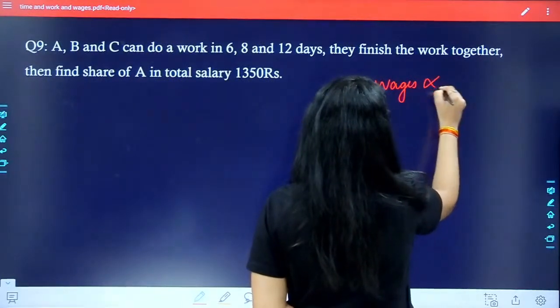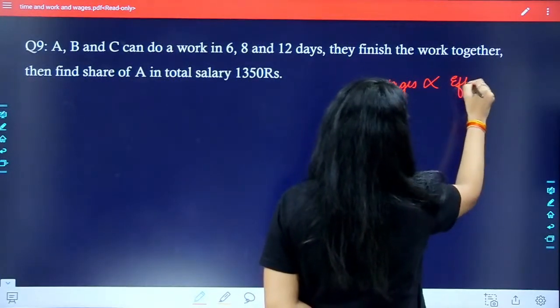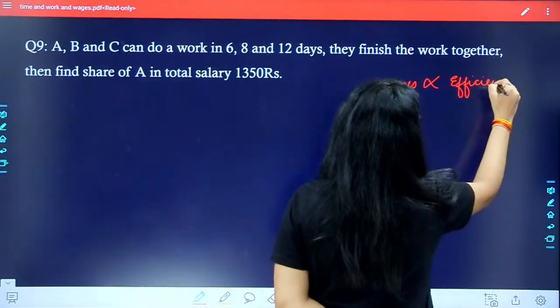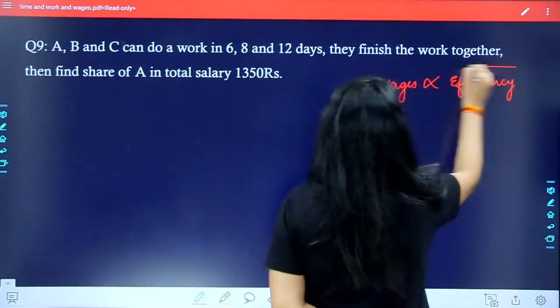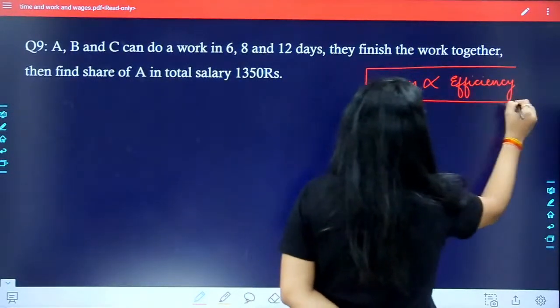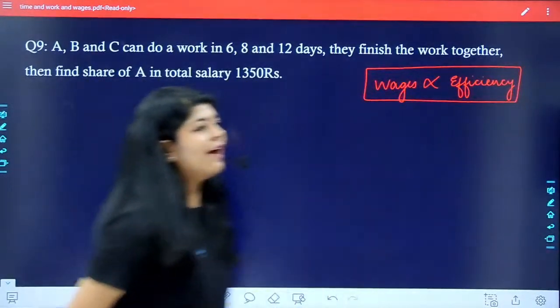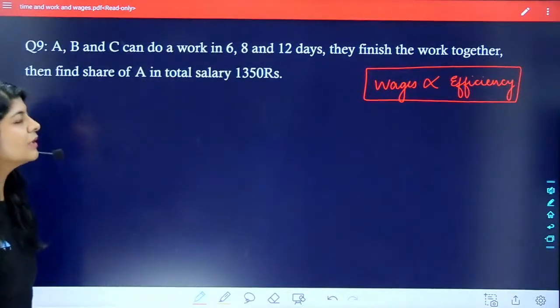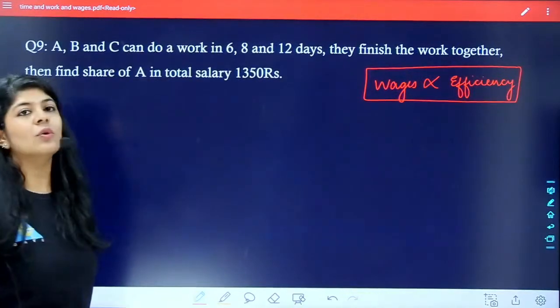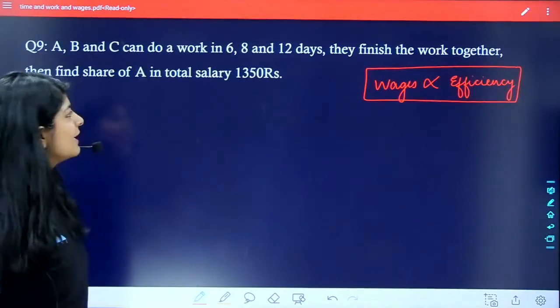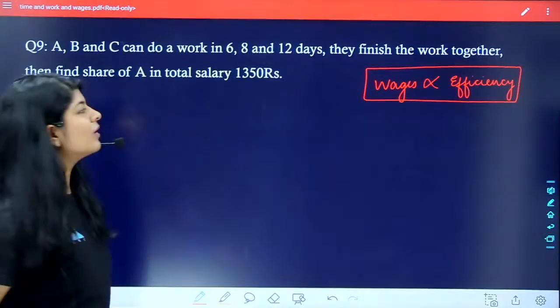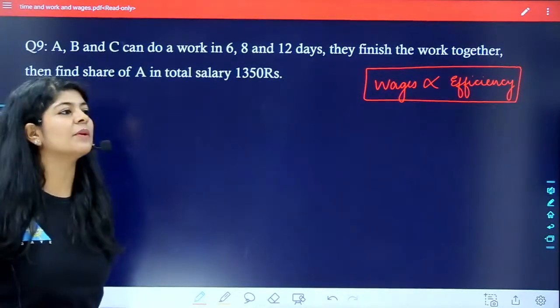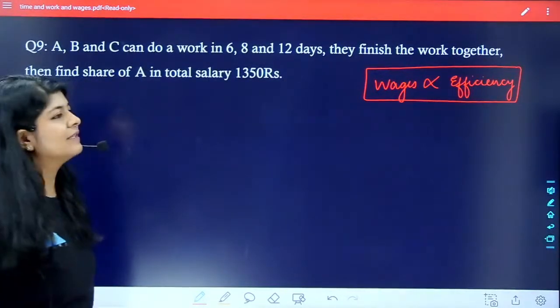or we can say that wages is directly proportional to the efficiency. Wages is directly proportional to the efficiency. We have to find out the efficiency ratio among A, B, and C, and only after that are we going to divide the salary between A, B, and C.